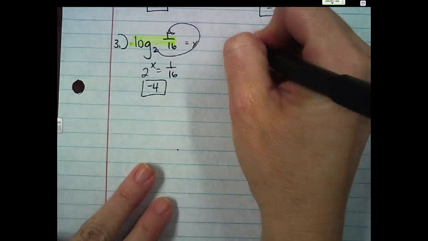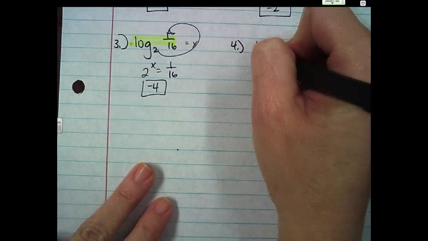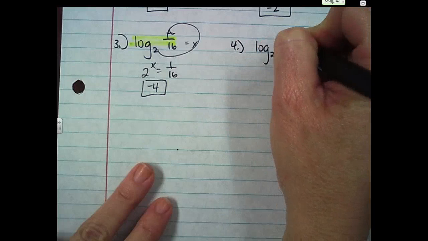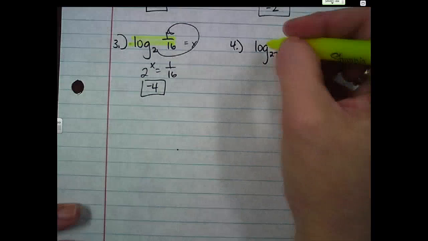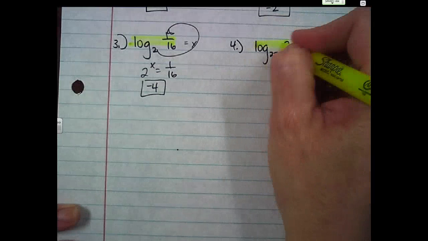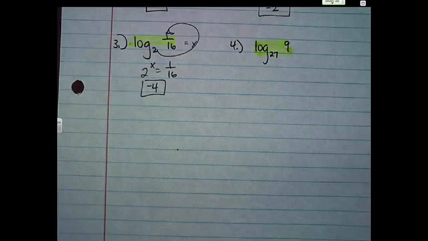Okay, let's try another one. Number 4. What if I gave you log base 27 of 9? This is where it gets weird. This one kind of starts to get harder. Can I get from 27 to 9? I know 27 to the first power is 27, so I know it's going to be less than 1.